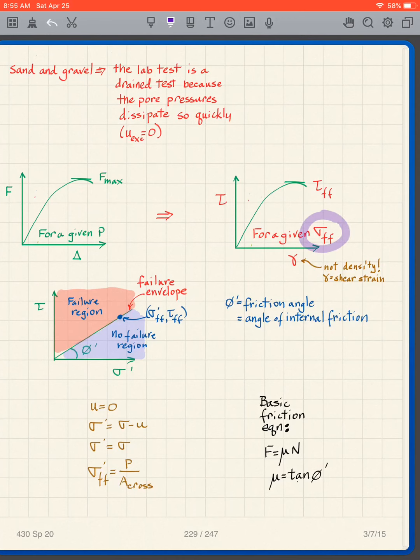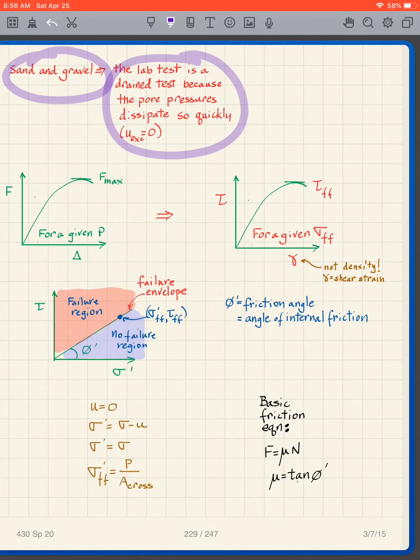And then we have that tau FF for a given sigma FF. So we choose the P, which gives us the sigma, which gives us the sigma FF, and then when we run the test, we get the tau FF. Now, one of the things we're going to note for sand and gravel, the lab test is a drained test because the pore pressures dissipate so quickly.